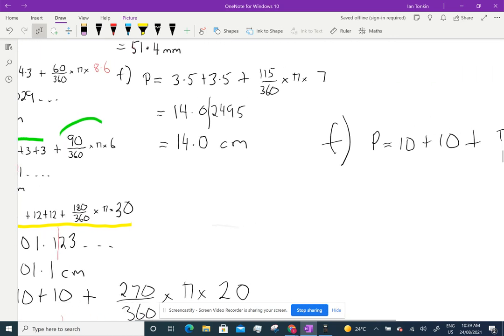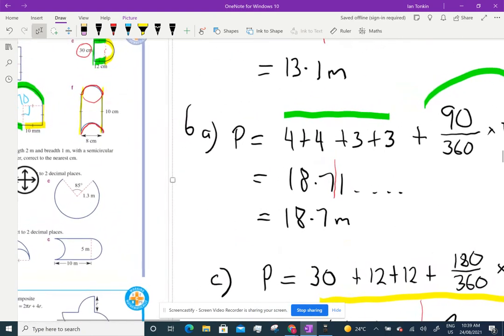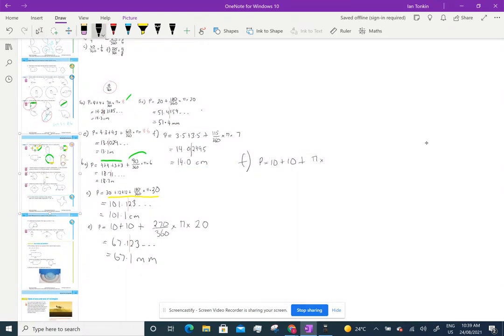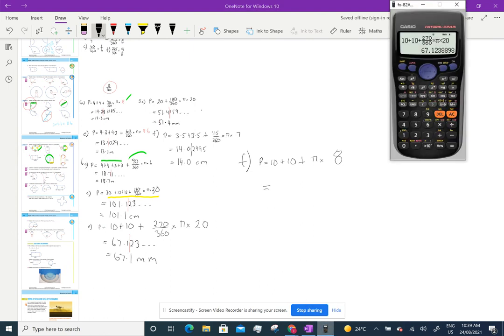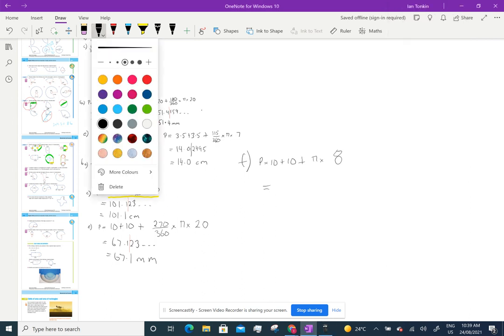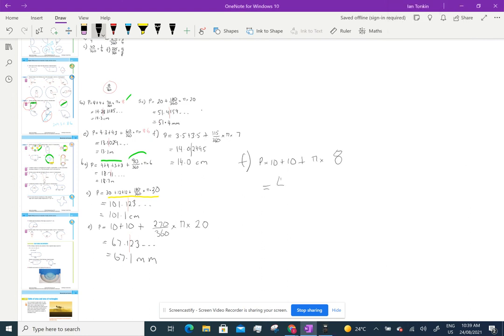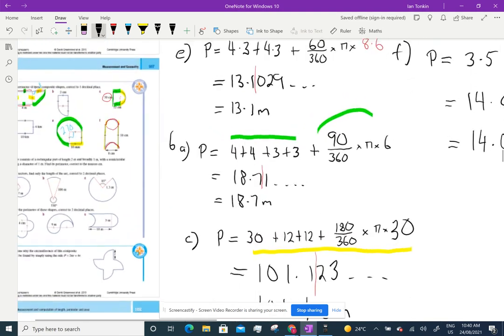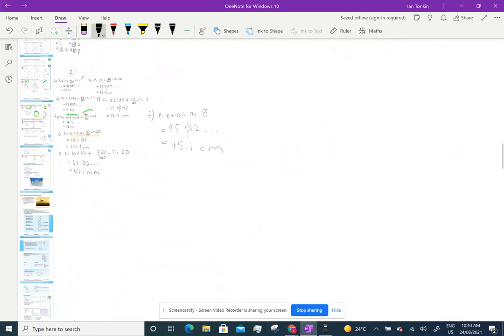Okay, a whole circle, and the diameter of this circle is 8. So it equals, and I go to my calculator, 10 plus 10 plus pi times 8. And that is 45.132, dot dot dot. We're going to one decimal place, so that is 45.1. What units are we in? Centimetres. All right. That should be enough for you to be able to get through those. Hopefully you've understood. Make sure you have a go yourself and keep working at it.